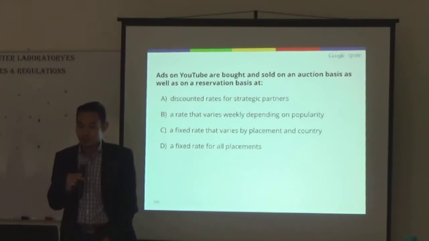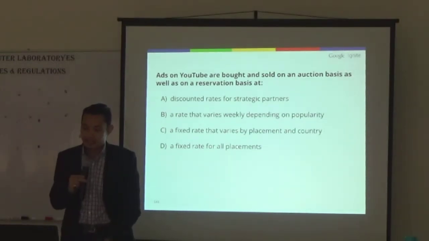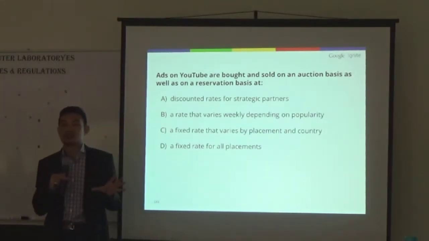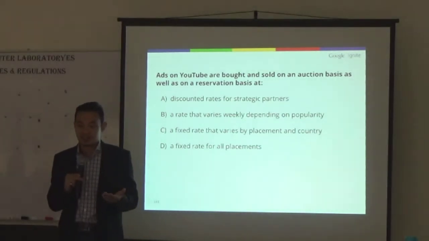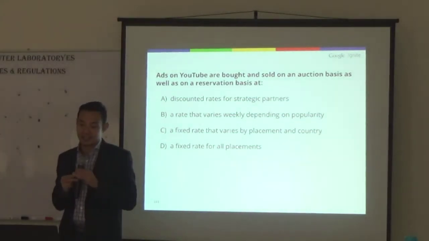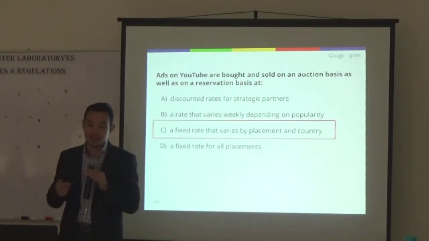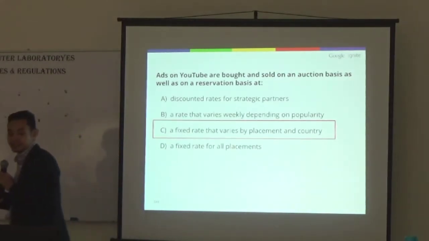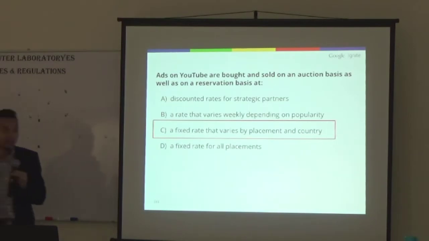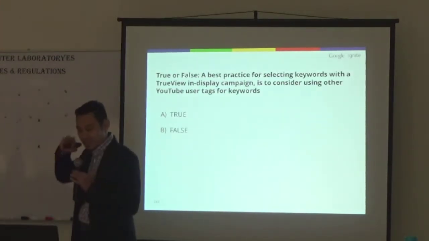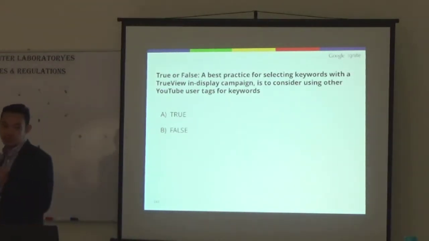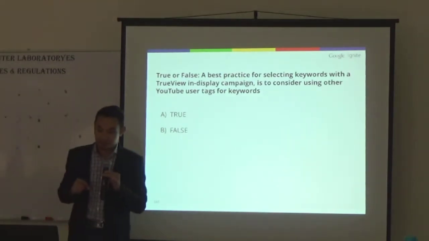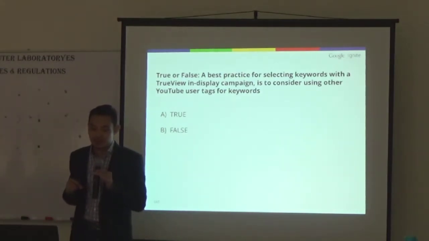Now, next question here. Ads on YouTube are bought and sold on an auction basis as well as on a reservation basis, at what? Refer back to my notes, where I explained how this pricing model is designed. You have to pay a fixed rate, which varies by placement and country. Next question. Best practice for selecting keywords with a TrueView in-display campaign is to consider using other YouTube user tags for keywords. True or false?